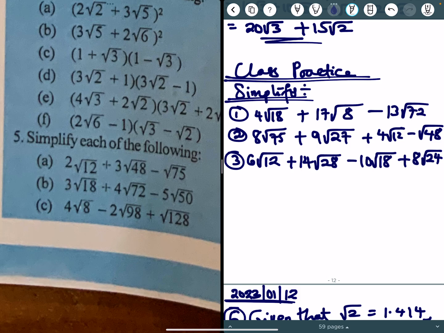So you do this as your class exercise from 1 to 3. Do this as your class work.